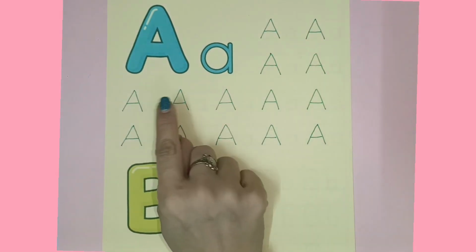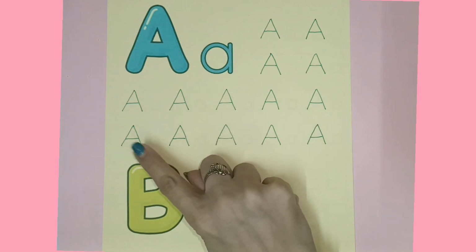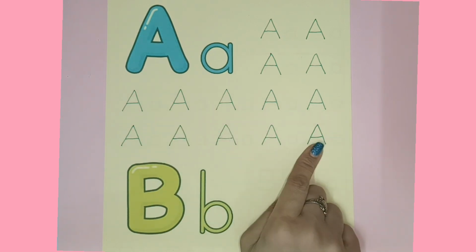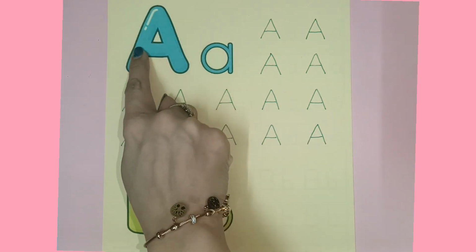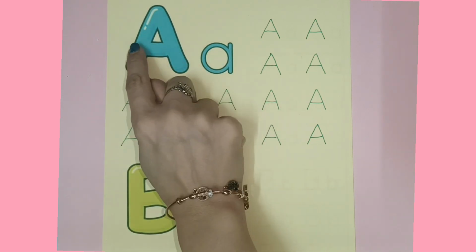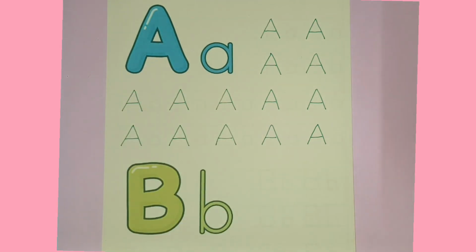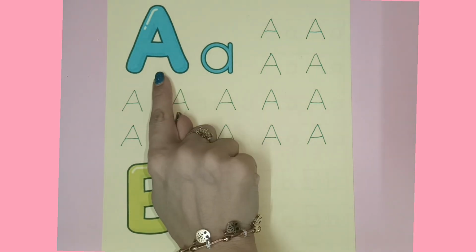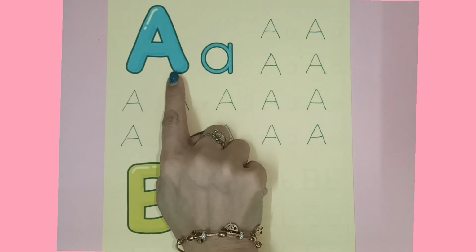Uppercase A. We can also call it capital A. 1 downward, 2 downward, and close. It's uppercase A. Capital letter A.